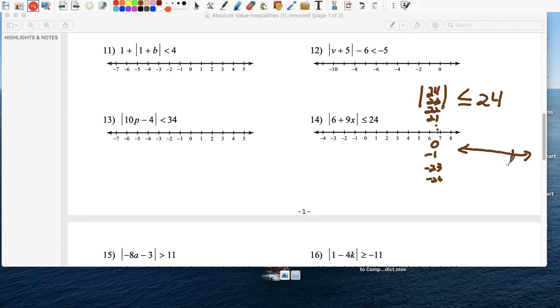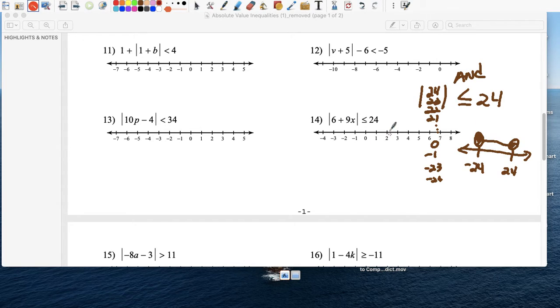I take the absolute value of any number between negative 24 and 24, and this is an and problem. So you're going to have from here to here. That's what it means. So negative 24 all the way to 24. Shade, because this is inclusive. So that will make this inequality true.